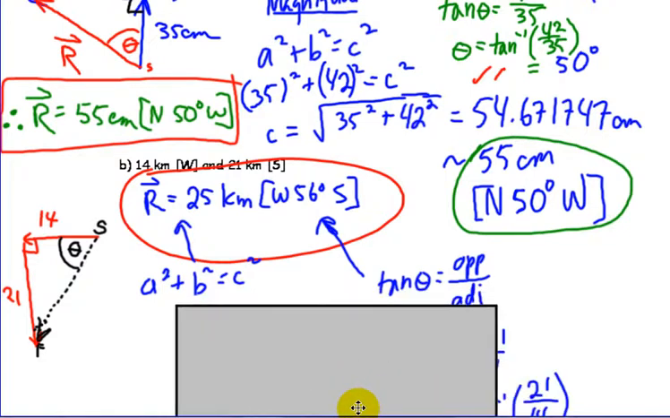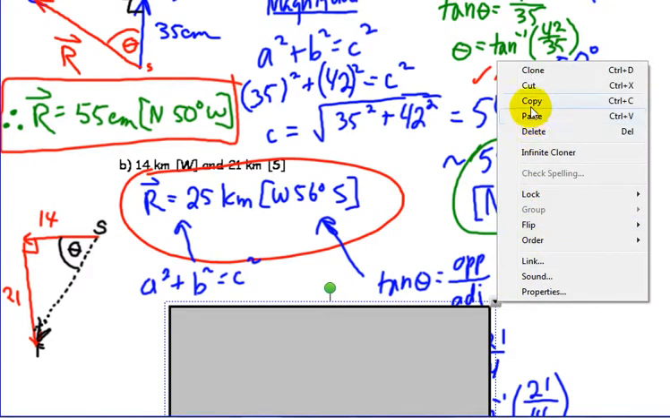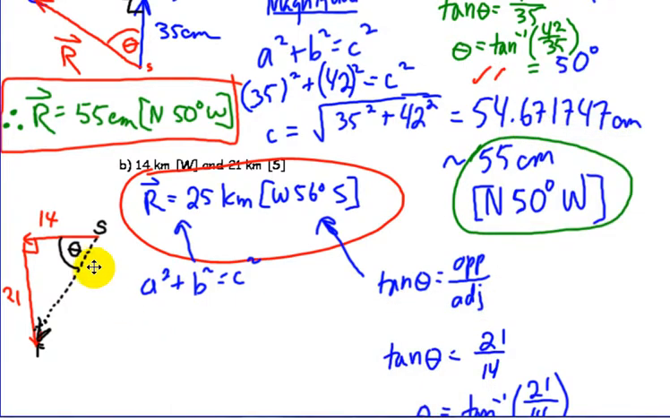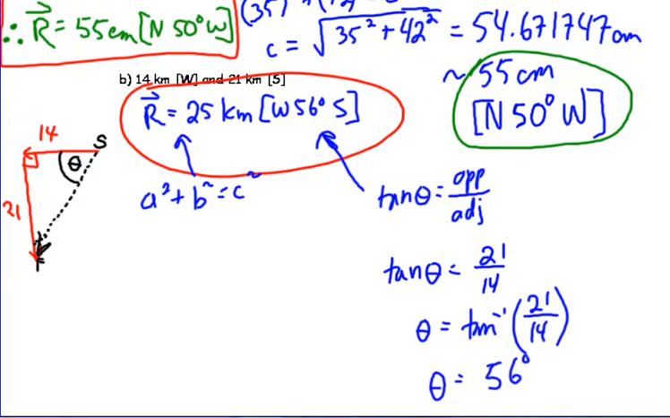Just to run down as to how I got that, if you take a look at what I have. Here's a sketch: 14 west, 21 south. 14 squared plus 21 squared equals c squared. Solve for c, you get 25. And then opposite side, 21, over adjacent side, 14. Take the inverse tan, and we get 56. So west, 56 degrees south.